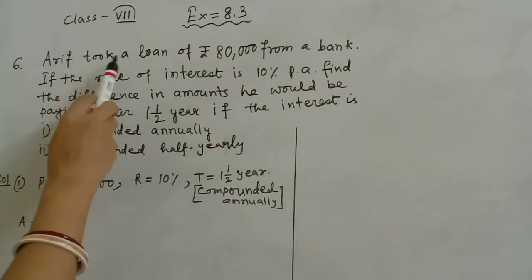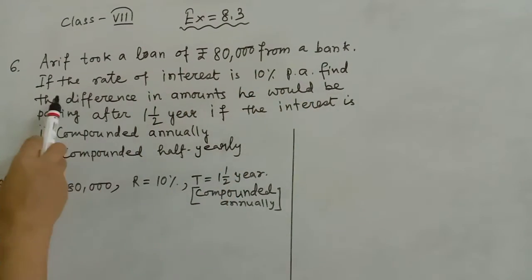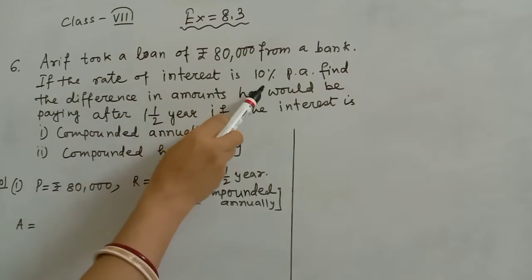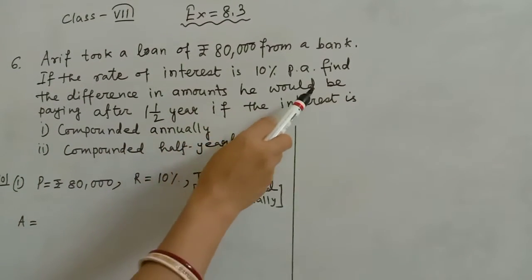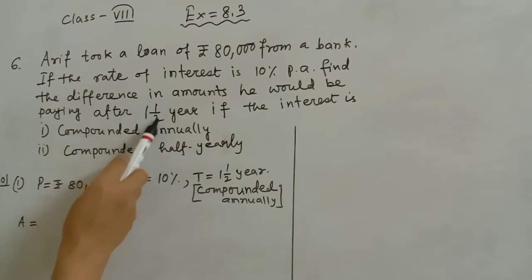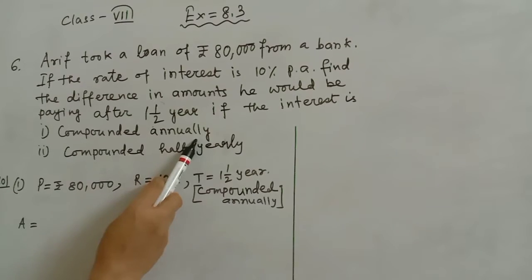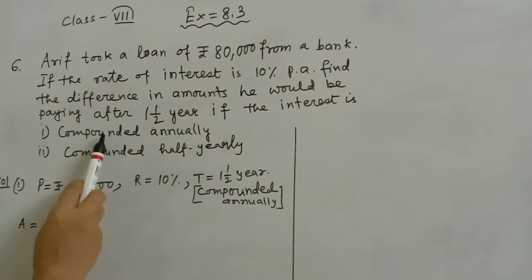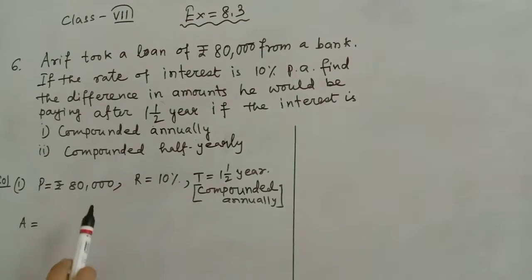Arif took a loan of rupees 80,000 from a bank. If the rate of interest is 10% per annum, find the difference in amounts he would be paying after 1.5 years if the interest is compounded annually and compounded half yearly. First case it is compounded annually and second case it is compounded half yearly.